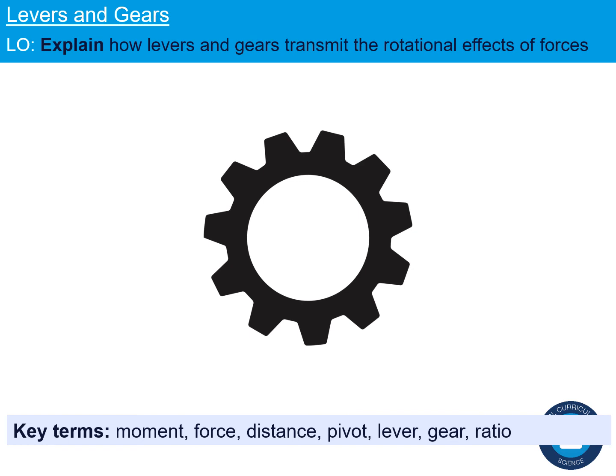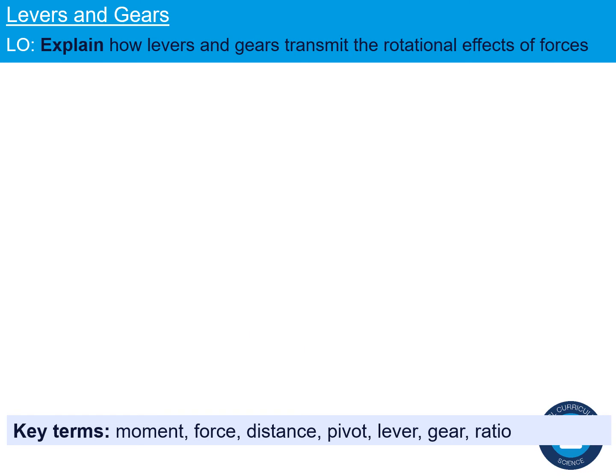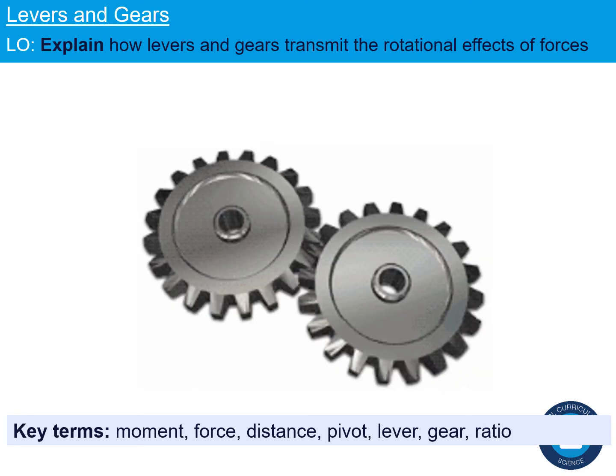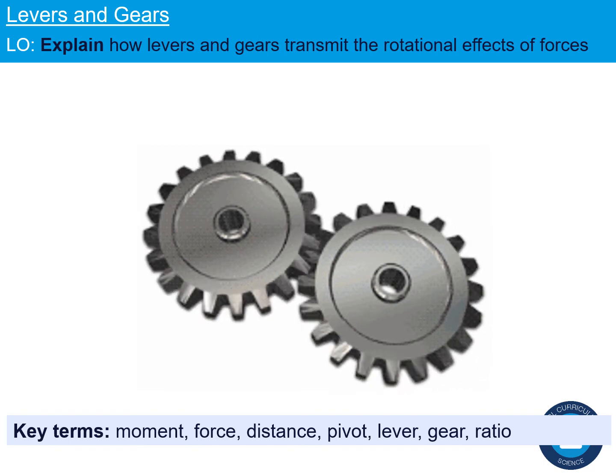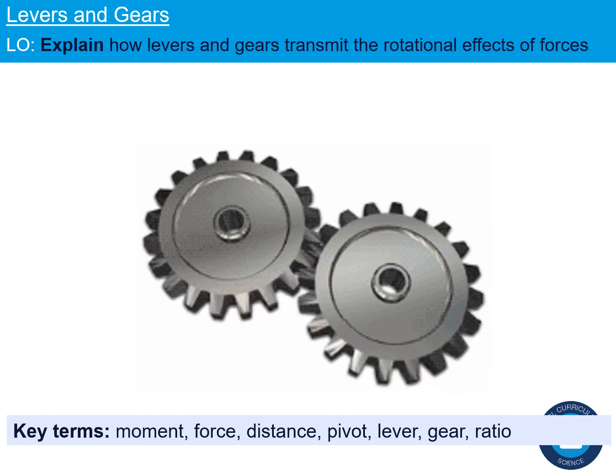A gear is essentially a circle with teeth cut out, and gears can be used to do two things: change the speed and change the direction. Gears change the speed and direction by being put next to each other. Let's have a look at this example here.